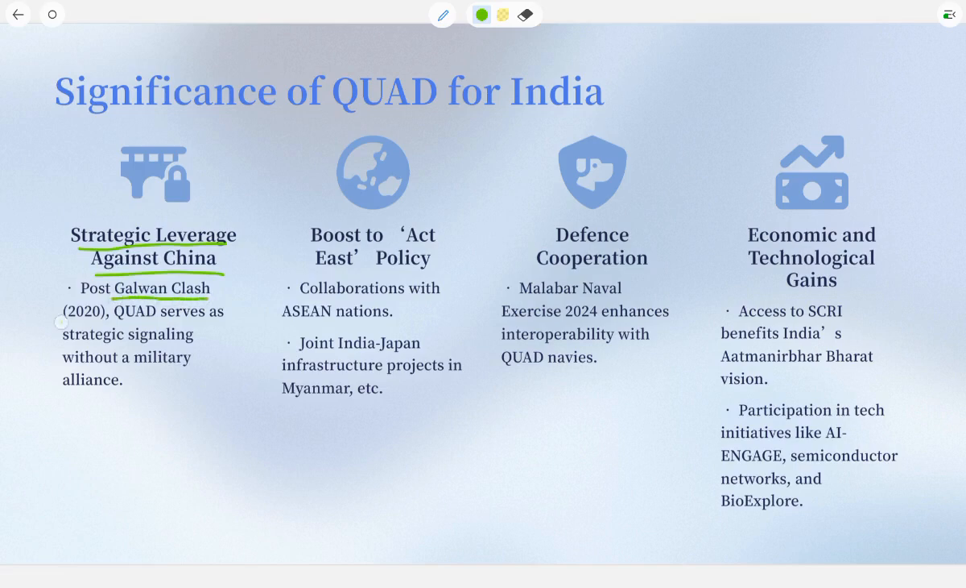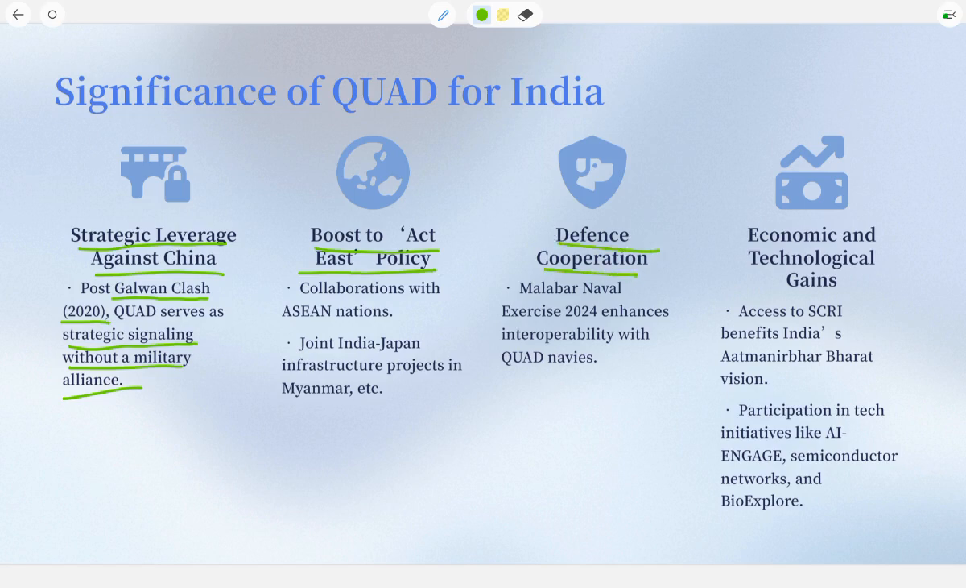So post Galwan clash in 2020, Quad serves as strategic signaling without a military alliance. Okay, so without showing directly to the world that we are together and helping India, the Quad group shows a strategic signaling. It also boosts the Act East policy of India.